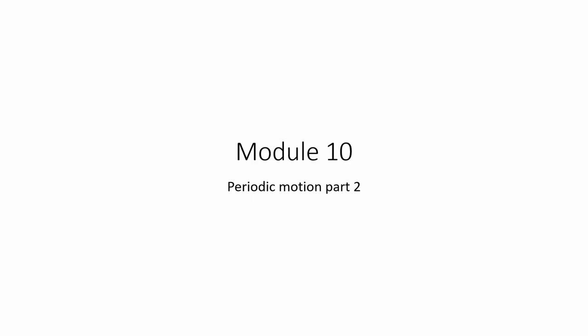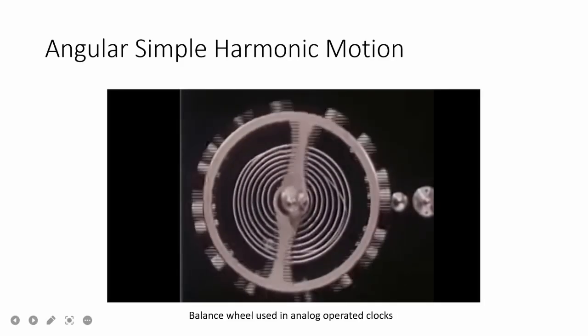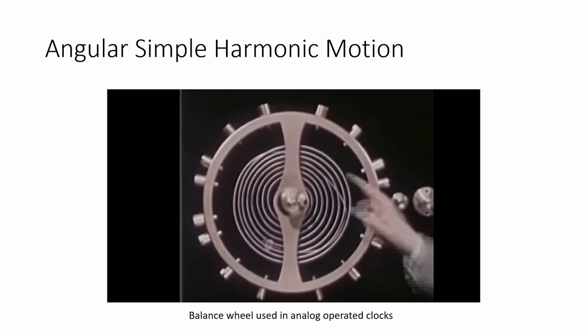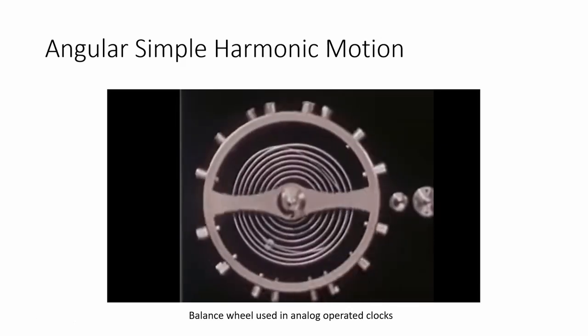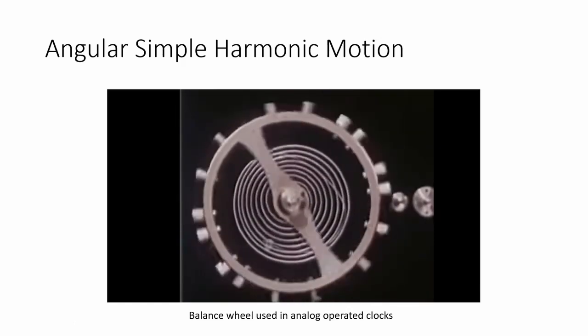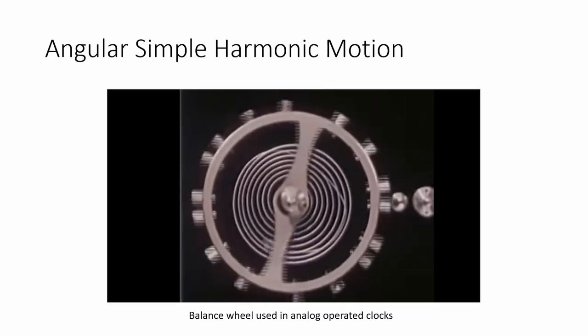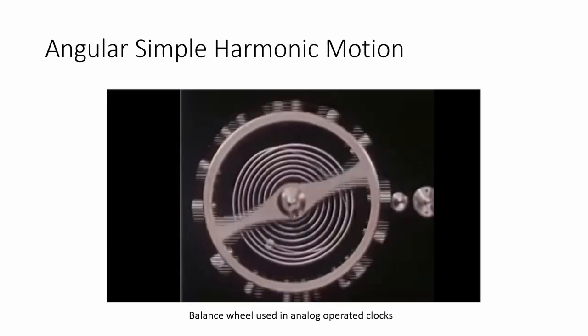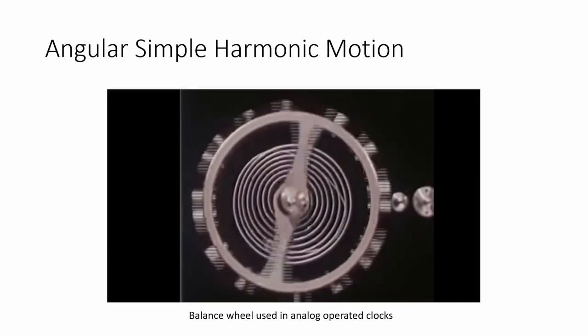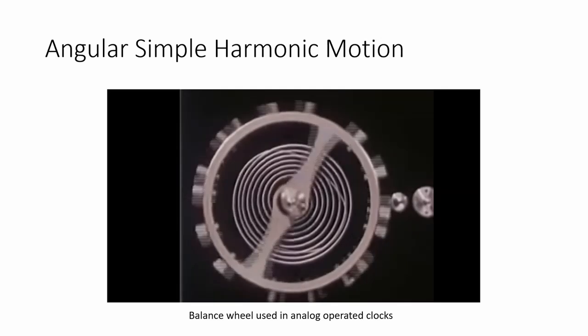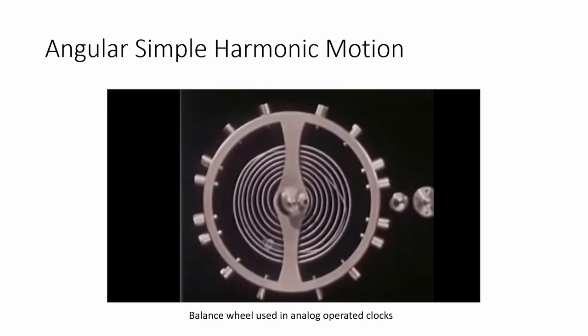In this section we continue the discussion of periodic motion. Here we have a video of a balanced wheel as a demonstration of a simple harmonic motion. A balanced wheel is used for automatic devices that are not battery operated. Old clocks use this type of mechanism to make analog clocks work. These types of devices would require a periodic winding to promote motion.